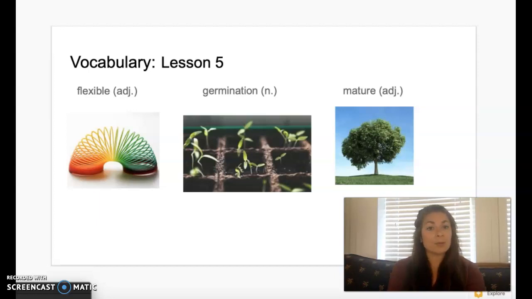Our last vocabulary word for today's story is the word mature. Say mature. Mature means fully grown.